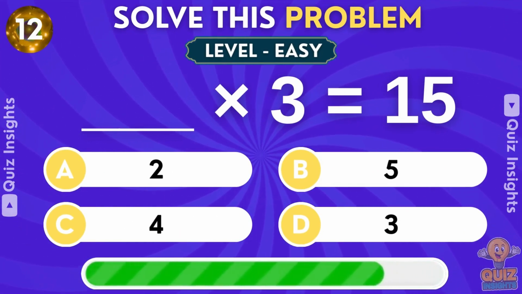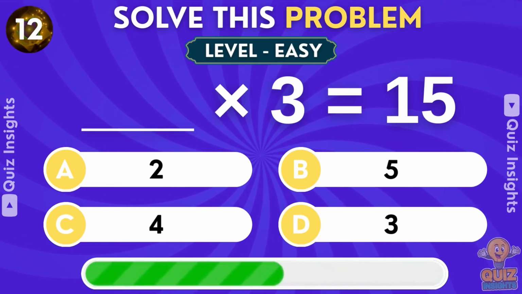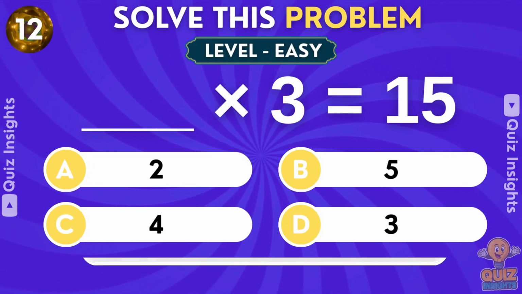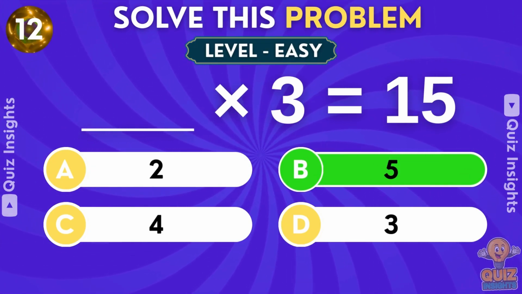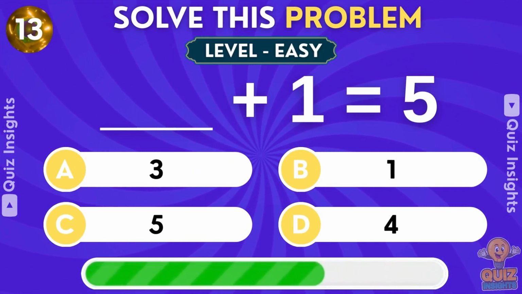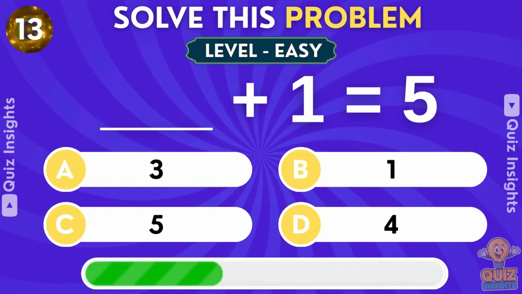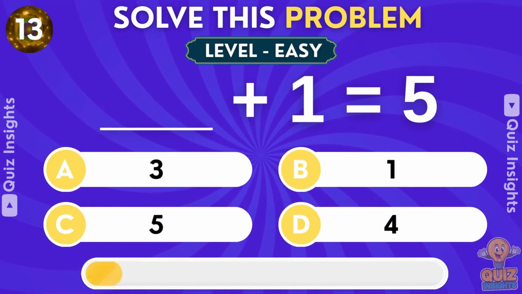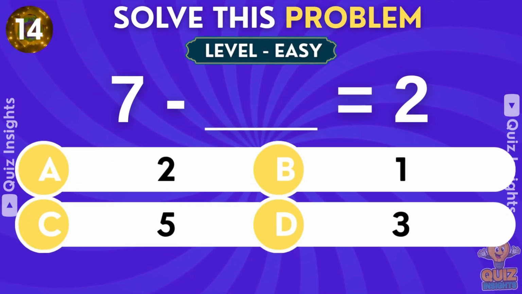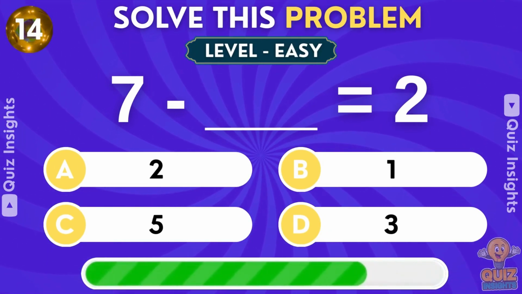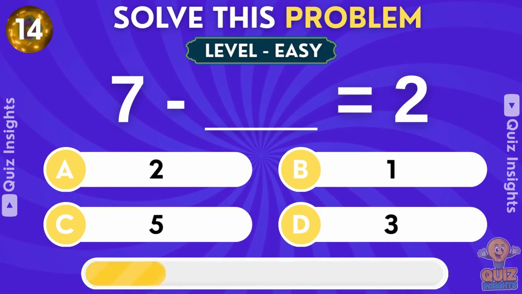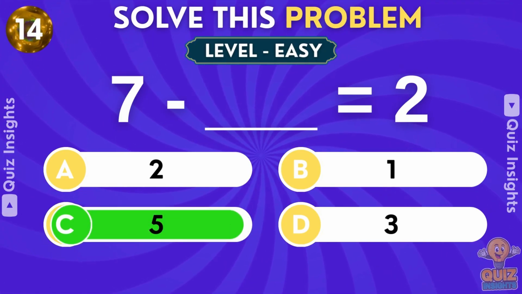What number multiplied by 3 equals 15? Yes, it's 5. What number plus 1 equals 5? Yes, it's 4. 7 minus what number equals 2? Yes, it's 5.